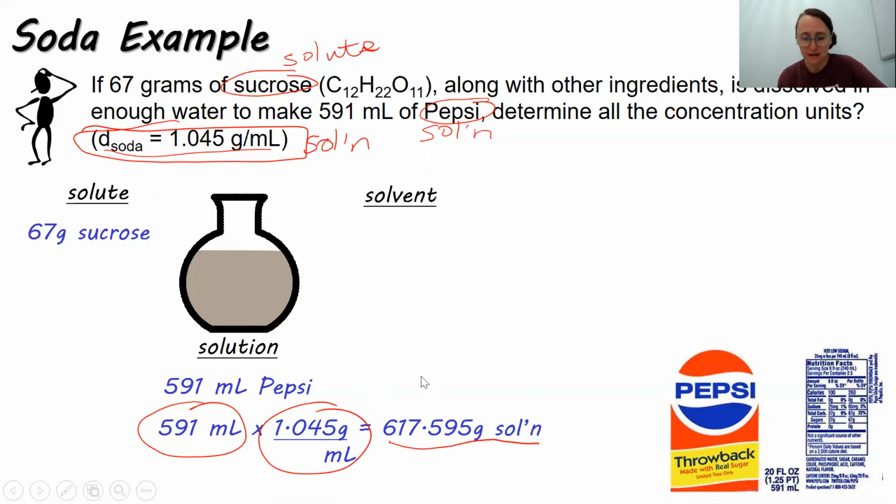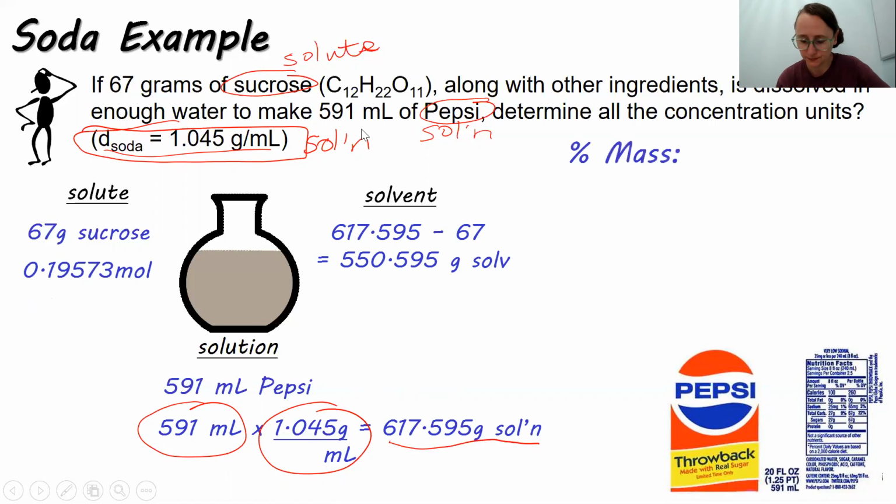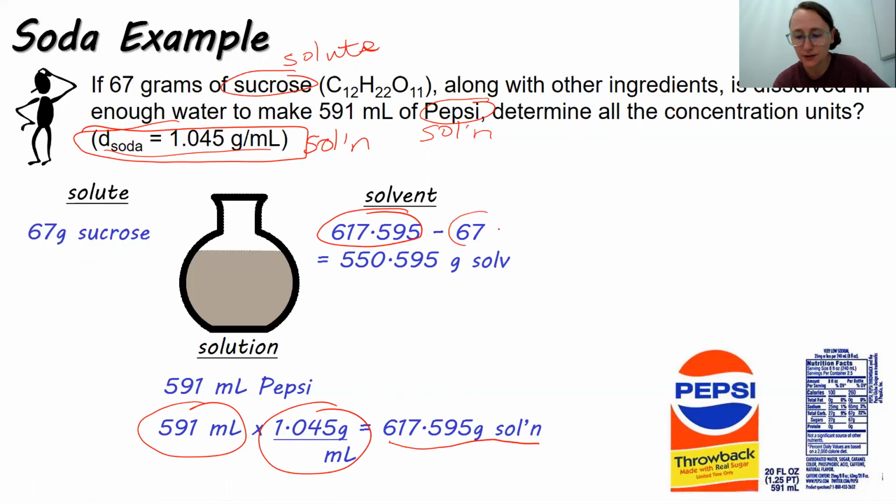All right. Because I know the total solution, I can subtract out the solute to get the solvent, because the solute plus the solvent equals the solution. So if I subtract out the solute, I can get how many grams of solvent. And then I can take the 67 grams of sucrose, use the molar mass, so look up the C12H22O11 and get the molar mass of sucrose.